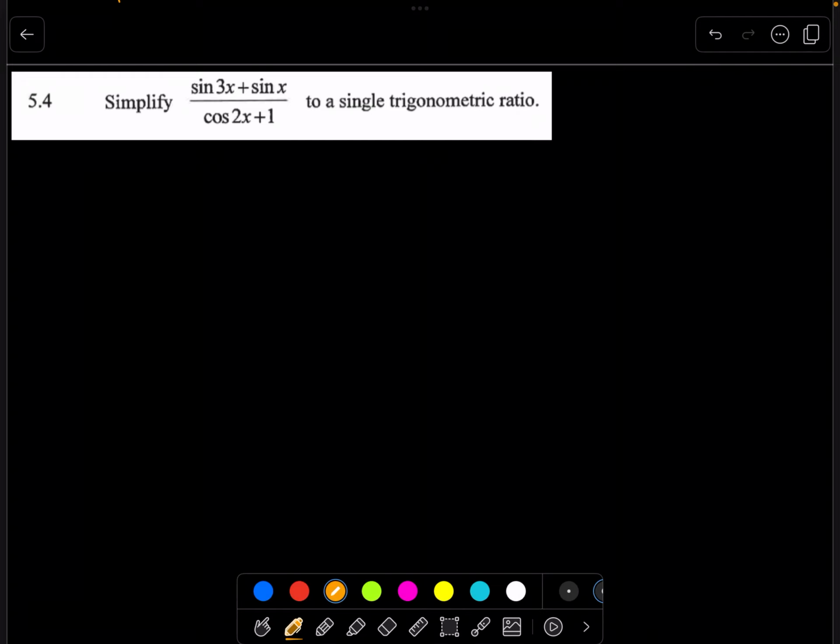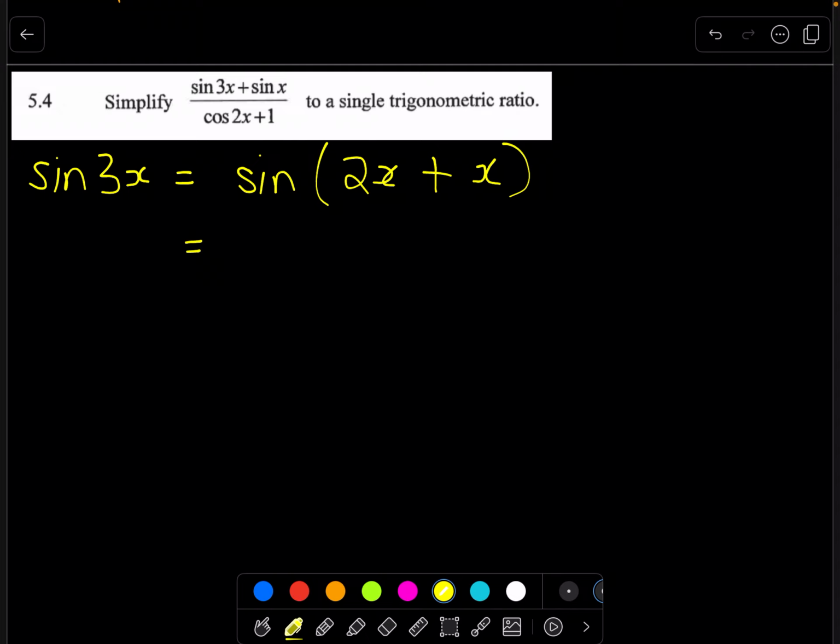So let's see. I'm going to endeavor to write sine 3x eventually as something that is just about x. So I'm going to use the compound angle identity. I'm first going to rewrite the 3x as 2x plus x, so that I have the 2x and the x. Then we know that using the compound angle identity, this is the same as sine 2x cos x plus cos 2x sine x. Okay, and because there's a cos 2x at the bottom, I'm just going to leave it at this for now.